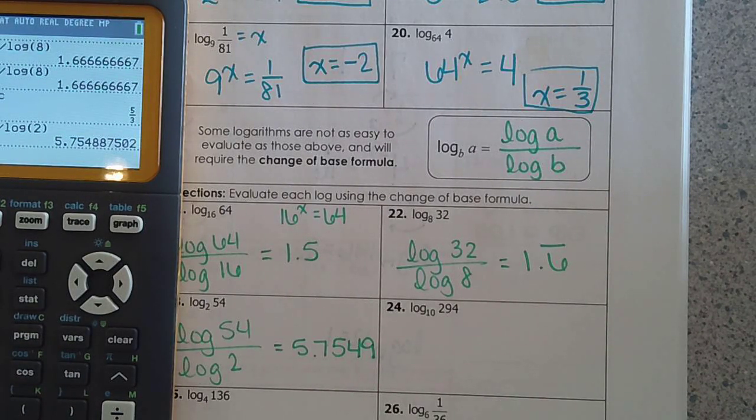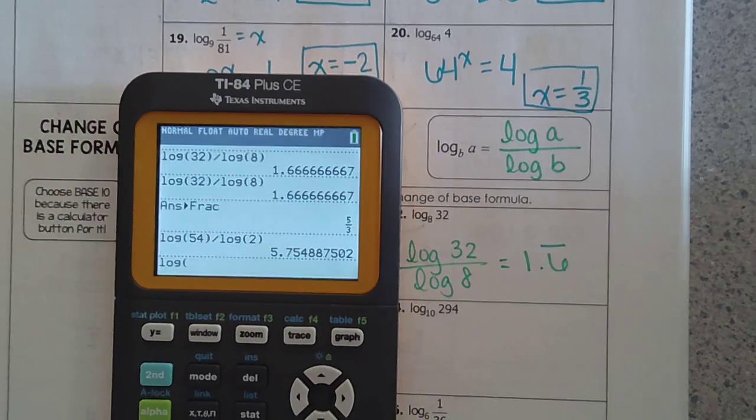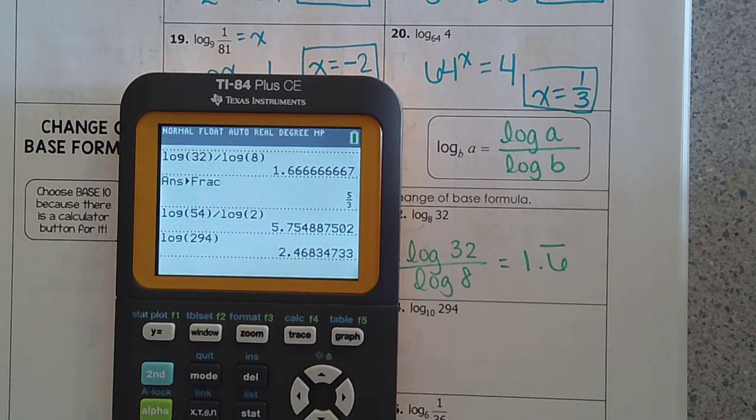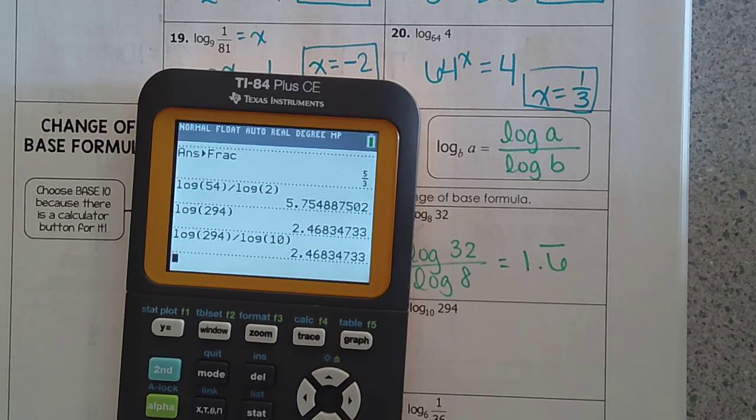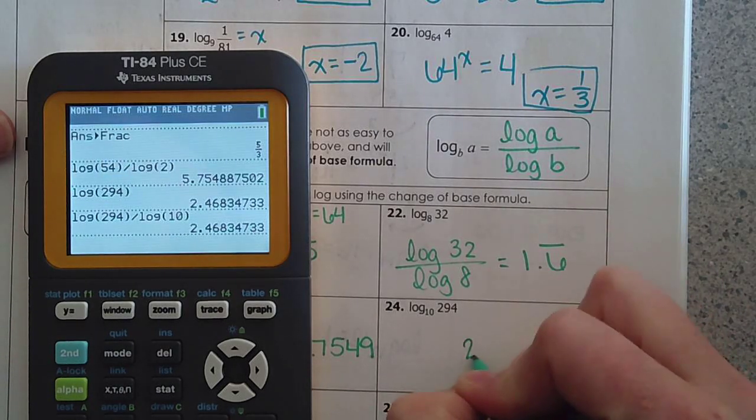Okay, looking at 24, this is log base 10. So we could definitely do log of 294 divided by log base 10 of 10, or log of 10, but we're dividing by 1. We can also, if it's log base 10, that's exactly what your calculator calculates. You'll get the same answer either way. So I'm going to round that to 2.4683. Try the last two, please.